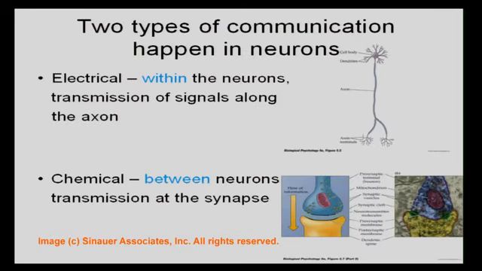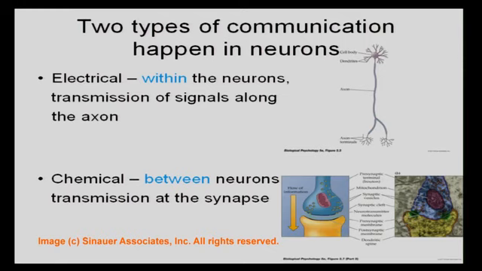So let's talk about what's the difference between electrical and chemical communication. There are these two types of communication that happen in neurons. Electrical communication happens within the neuron, okay? From this point all the way down to the axon, we're talking about electrical communication. That's what we're going to be focusing on today.